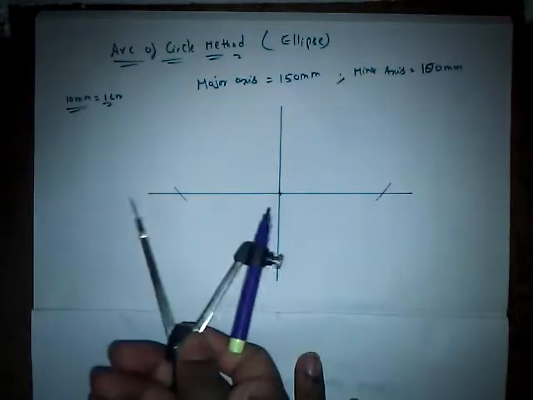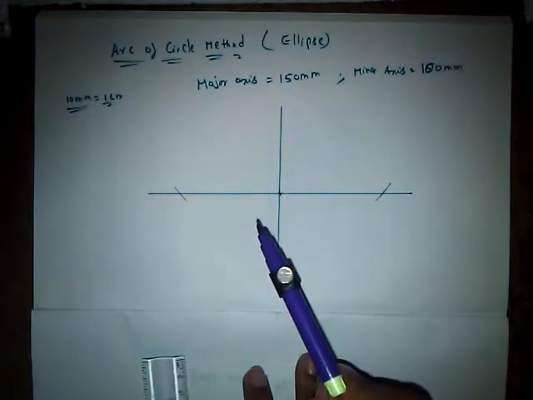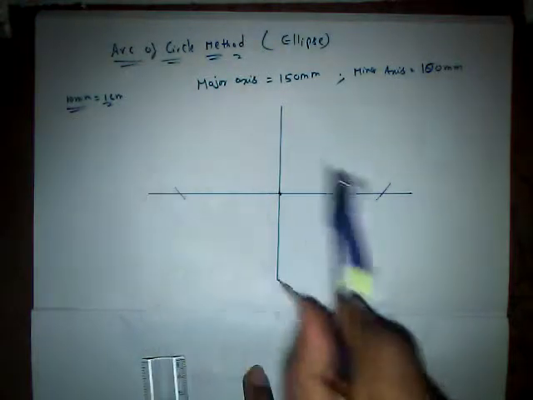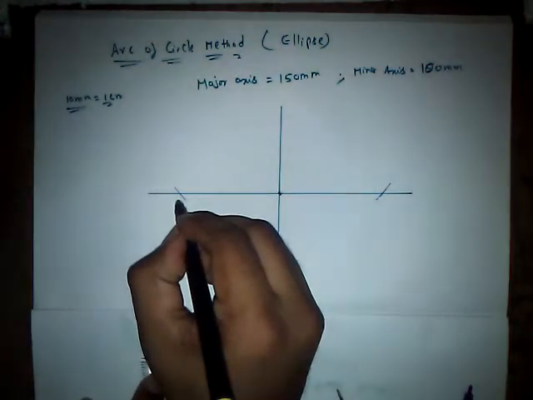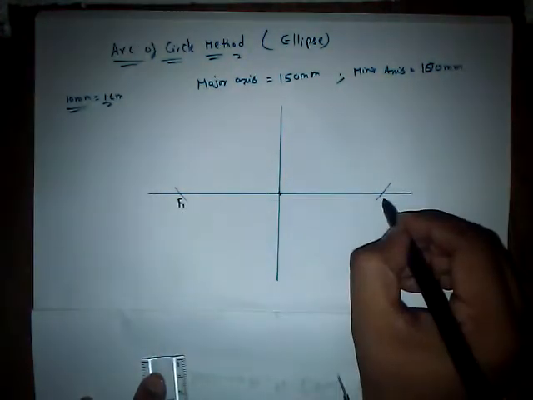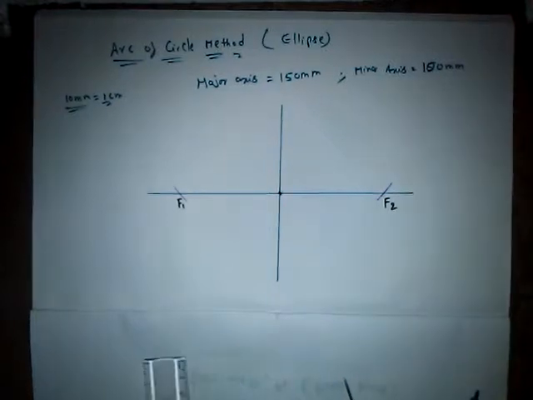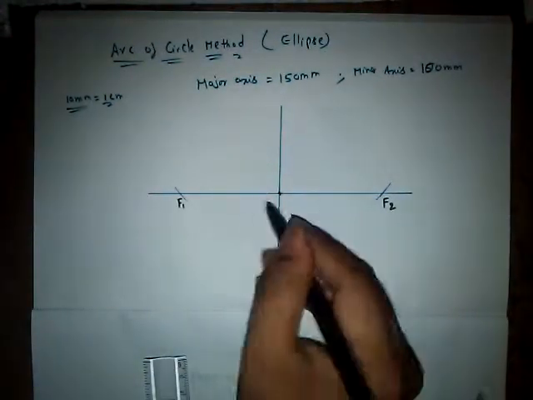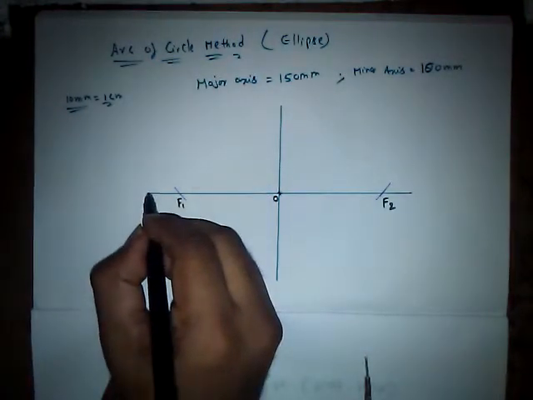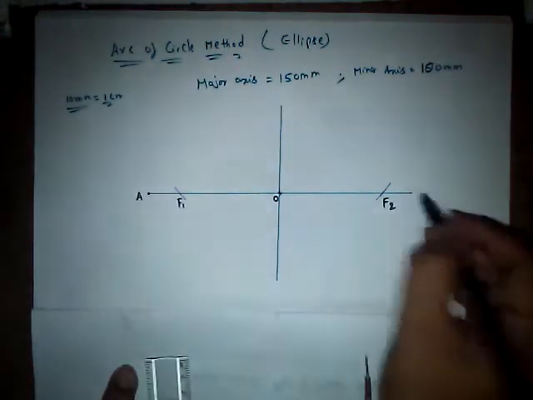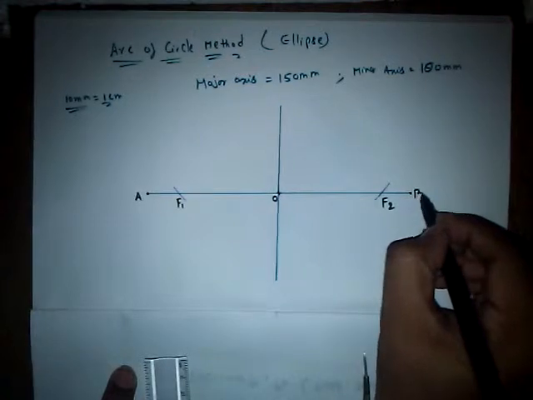Understood guys? Take half of the major axis and keep it at one end of the minor axis and cut it on both the sides, so that we are going to get the foci F1 and F2. So this is F1 and this is going to be F2. Now this is the center of the ellipse, and let us consider the ends of the major axis as A and this end as B.